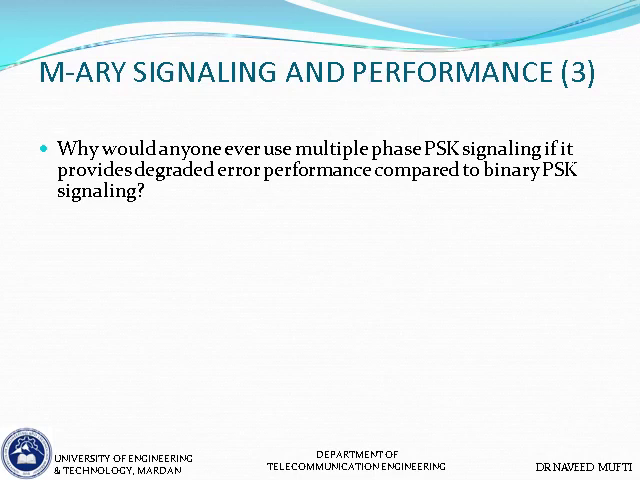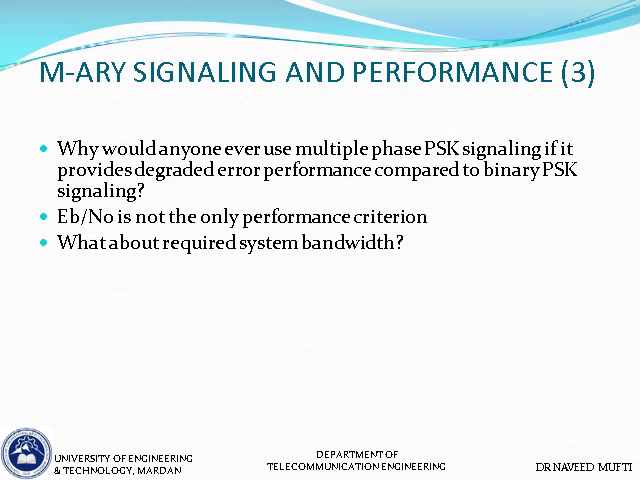So the question is, why would anyone ever use multiple phase PSK signaling if it provides degraded error performance compared to binary PSK signaling, as we saw in the previous slide? If orthogonal is better, just like in BPSK, where we have orthogonal signals, if you remember the constellation diagram, why would anyone prefer M-PSK if its performance is not as good as binary PSK?